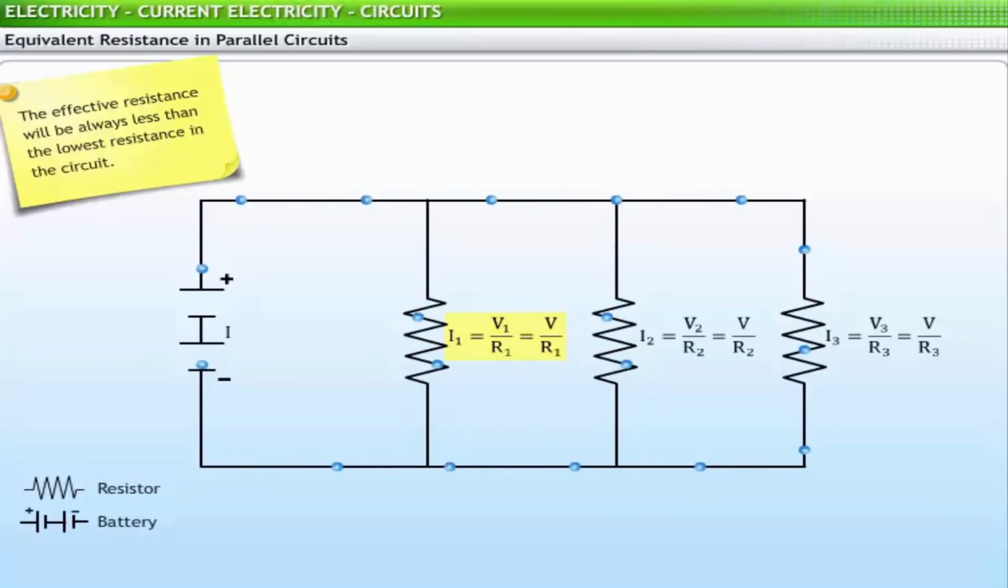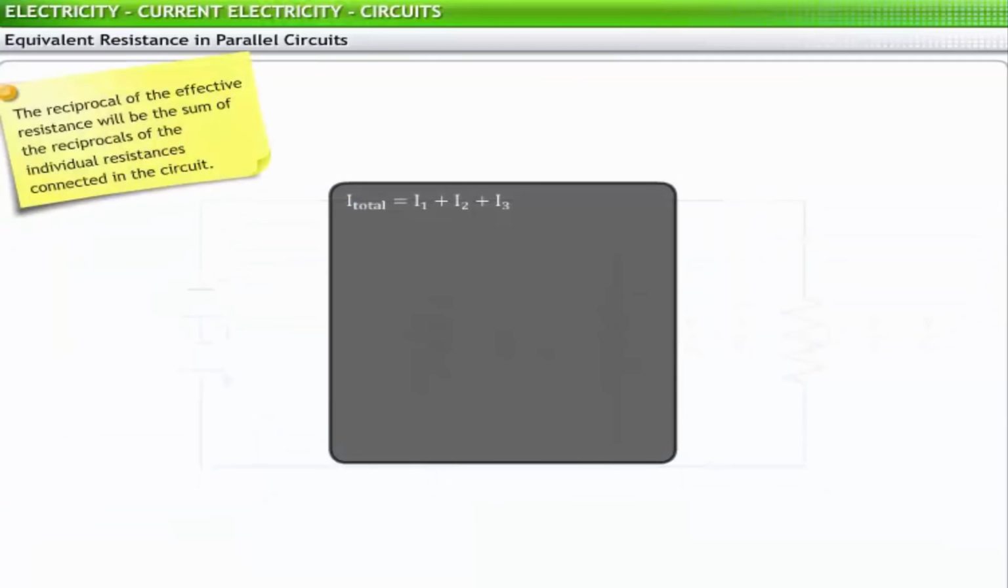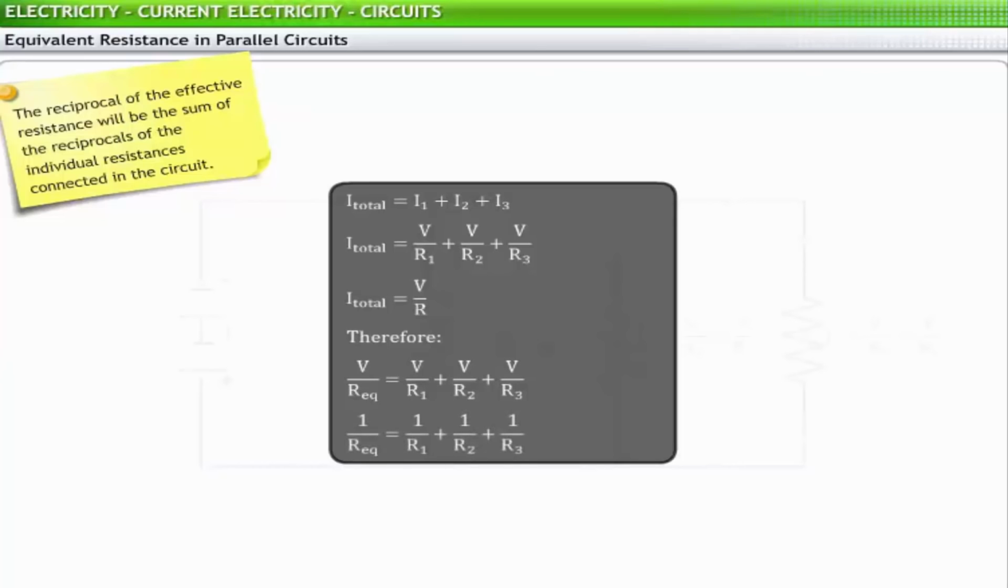Substituting the values of I1, I2 and I3 in I total is equal to I1 plus I2 plus I3, you get V divided by R is equal to V divided by R1 plus V divided by R2 plus V divided by R3. This gives you 1 divided by R is equal to 1 divided by R1 plus 1 divided by R2 plus 1 divided by R3.